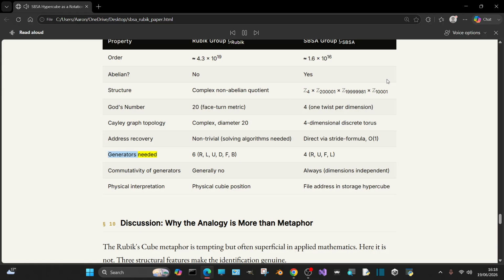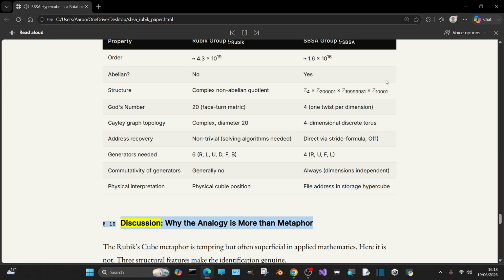Generators needed. 6: R, L, U, D, F, B. 4: R, U, F, L. Commutativity of generators. Generally no. Always, dimensions independent. Physical interpretation. Physical cubie position. File address in storage hypercube.